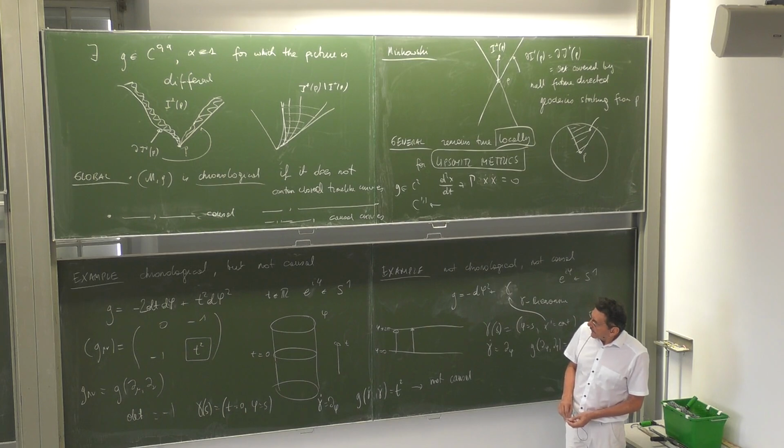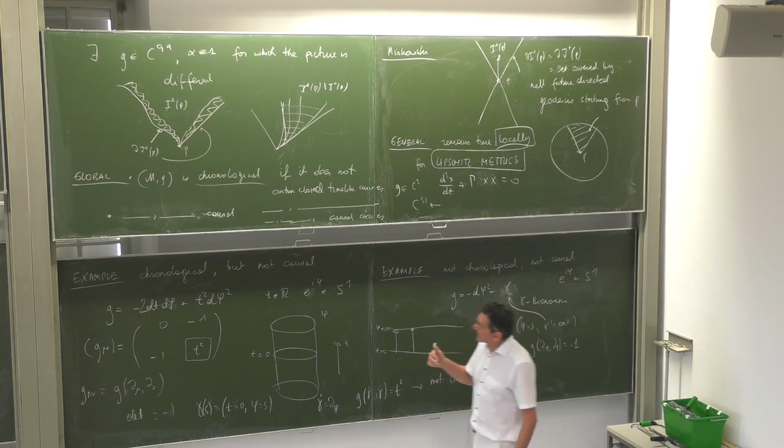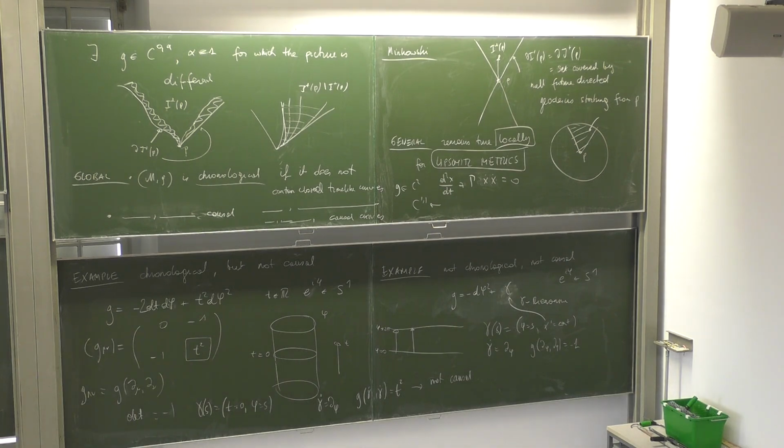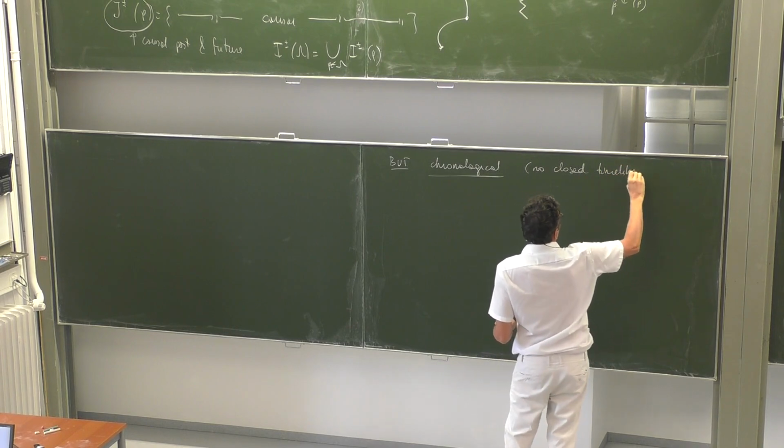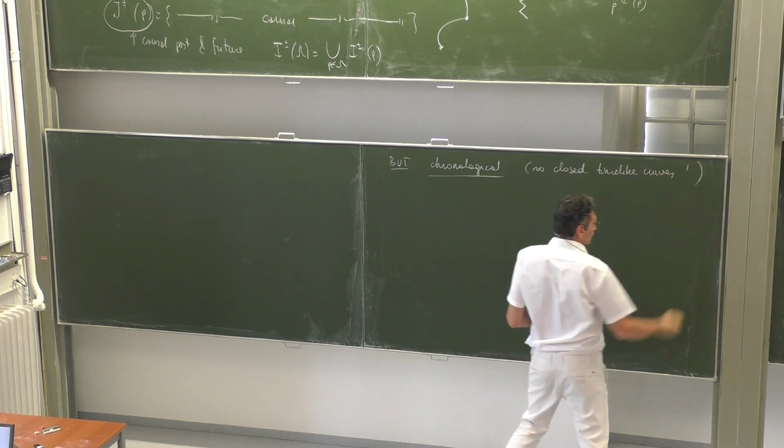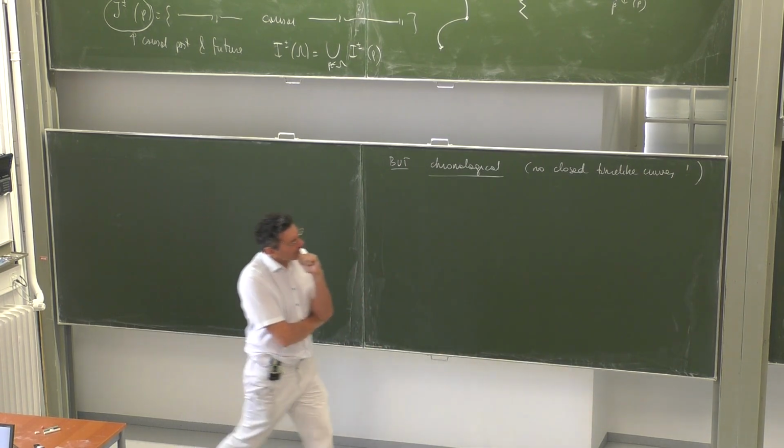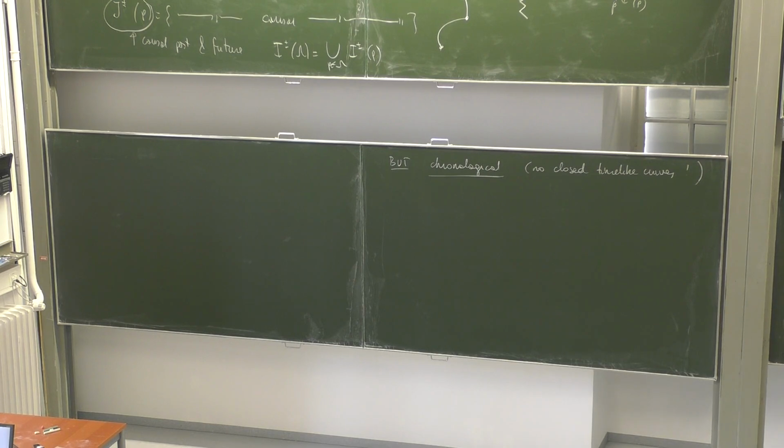And so now, is it chronological? Well, the statement is it's actually not chronological. It is chronological, sorry. So there are no closed time-like curves. Well, it should be kind of obvious. And morally, the way it goes is as follows.